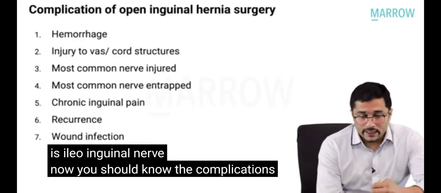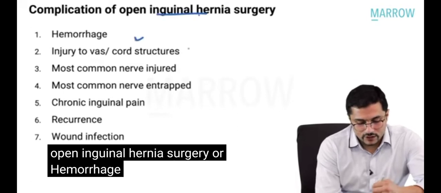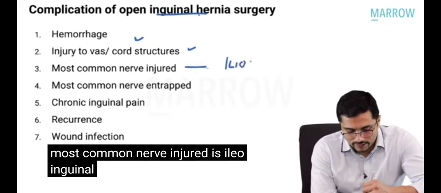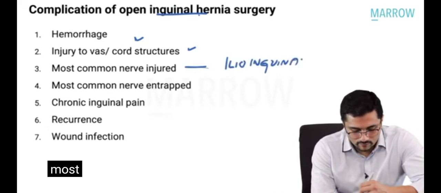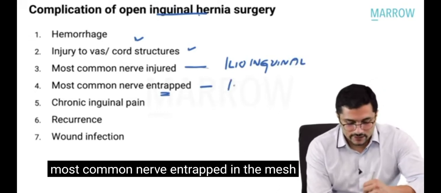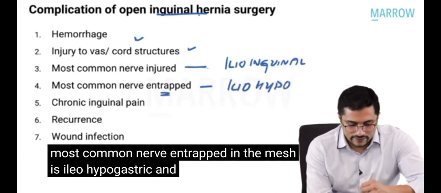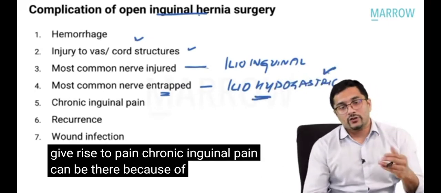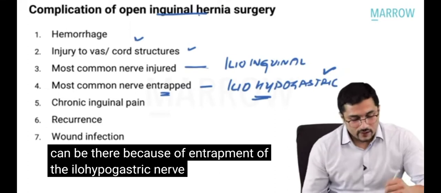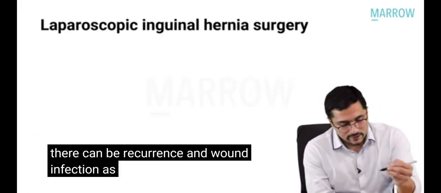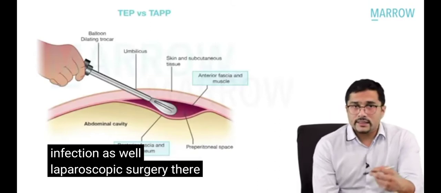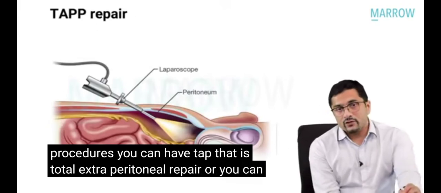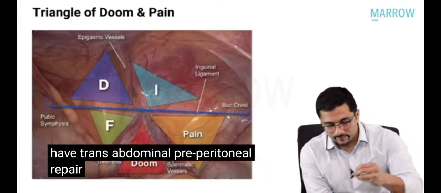Now, you should know the complications of open inguinal hernia surgery are hemorrhage, injury to cord structures. Most common nerve injured is ilioinguinal. Most common nerve entrapped in the mesh is iliohypogastric, and this can also give rise to pain. Chronic inguinal pain can be there because of entrapment of the iliohypogastric nerve. There can be recurrence and wound infection as well. Laparoscopic surgery, there are two procedures. You can have TEP, that is total extraperitoneal repair, or you can have transabdominal preperitoneal repair.